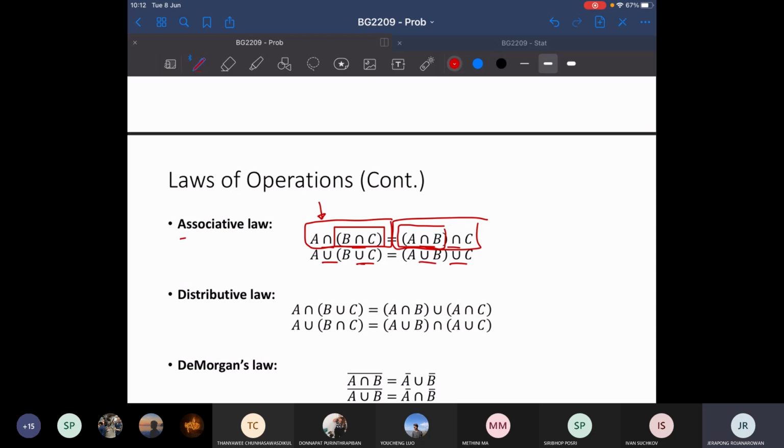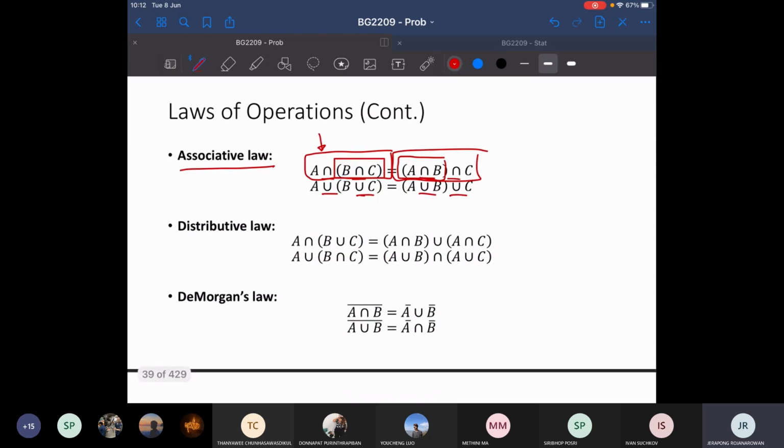Okay, it's going to be the same. Distributive law is similar to the distributive law in arithmetic. If you have 1 multiplied by 2 plus 3, it's going to be 1 multiplied by 2 plus 1 multiplied by 3, right? The same thing here: A intersect B union C, you just do the same like this. So it's going to be A intersect B union A intersect C, like that.